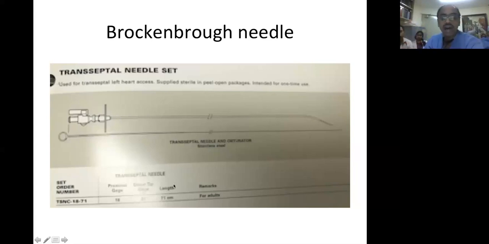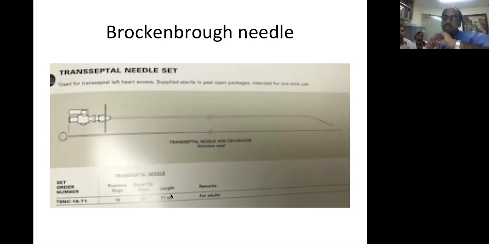And the length of a standard Brockenbrough needle will be 71 centimeters. The Mullins sheaths that you are using, all the Mullins sheaths are 63 centimeters, plus the dilator tip will go to 70 centimeters. So if you put a Brockenbrough needle in, it will go all the way through a transseptal Mullins sheath and protrude 1 centimeter extra. So 71, 70, 63. 63 is the sheath. 70 is with the dilator. 71 is the needle. So 1 centimeter extra.